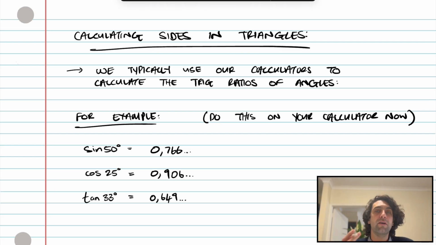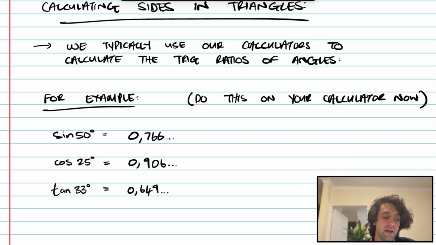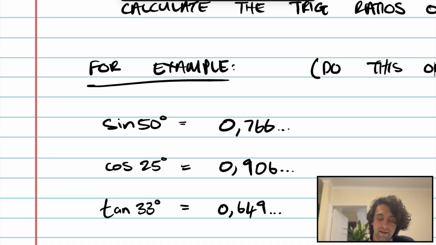Next up, we're going to be calculating the sides in triangles. Okay. We typically use our calculators for this, and we use it to calculate the trig ratios of angles. Okay. For example, and you can do this in your calculator right now to check it out. Okay. Type in sine of 50 on your calculator. So press the little sine button, okay? You'll see sine pop up with a little open bracket. Punch in 50 and make sure to just close your bracket, okay?